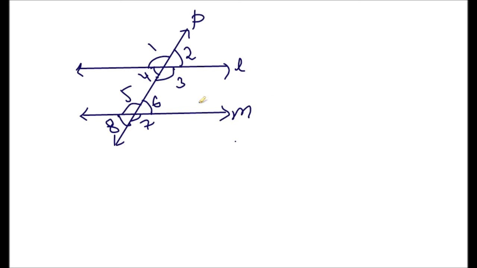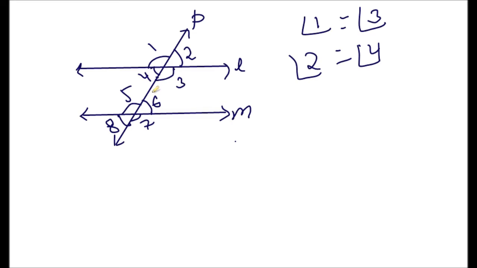These lines form 8 angles. Here I have called them 1, 2, 3, 4, 5, 6, 7, 8. Here we have an important property. We have already seen that for two intersecting lines, vertically opposite angles are equal. So we already know angle 1 is equal to angle 3, and angle 2 is equal to angle 4. And here also angle 5 is equal to 7, angle 6 is equal to 8.